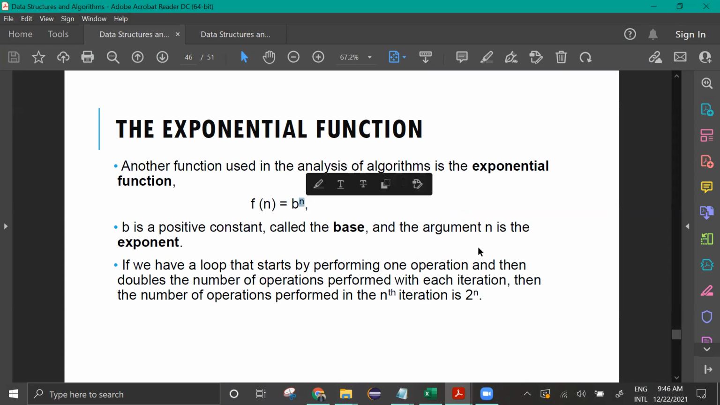So b is a positive constant called the base. It could be 2, 3 or whatever positive value. And the argument n is the exponent. So we call n the exponent.